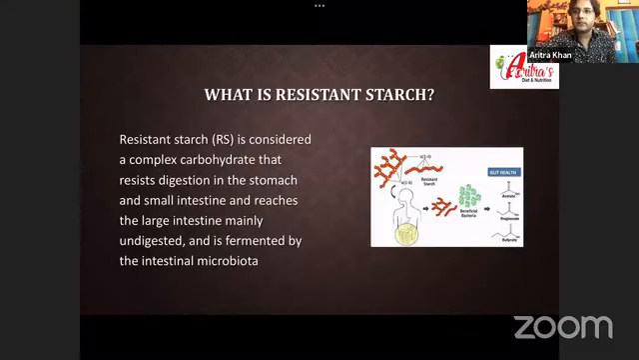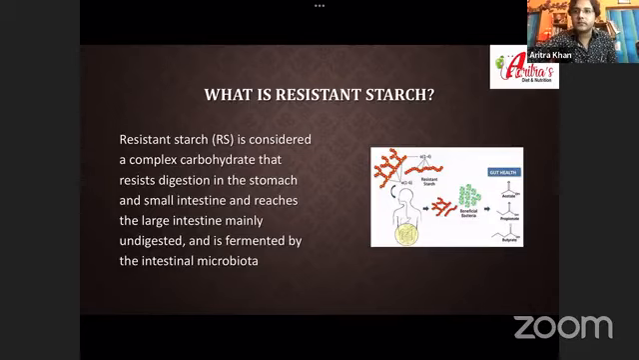Now, what is resistant starch? Resistant starch is a type of starch, a complex carbohydrate. You can say it is a non-starch polysaccharide that resists digestion in the stomach. Resistant starch was first established around 1970 to 1982, and the term was coined by the scientist Englyst et al. Resistant starch is the proportion of starch that is ingested but not digested by human enzymes.